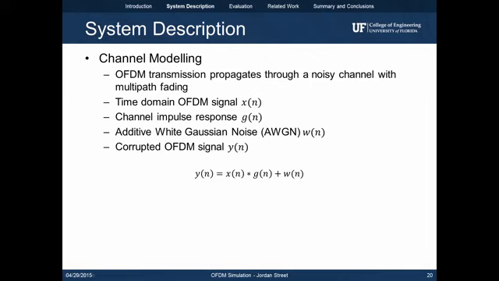In order to simulate more realistic conditions, we use the following channel model, which includes additive white Gaussian noise and multipath fading. X of n is the OFDM signal, G of n is the channel impulse response, W of n is noise, and Y of n is the corrupted OFDM signal.